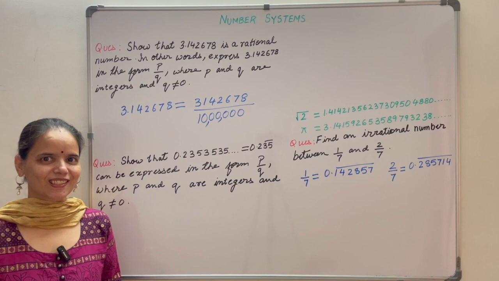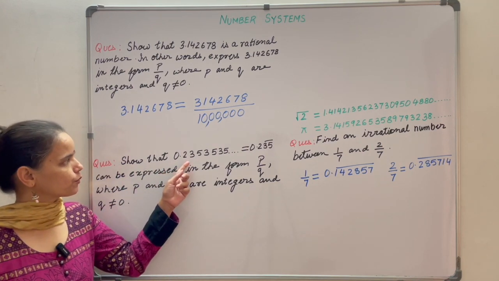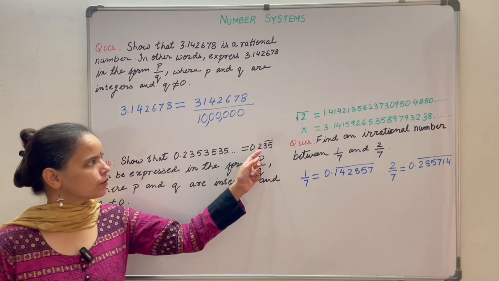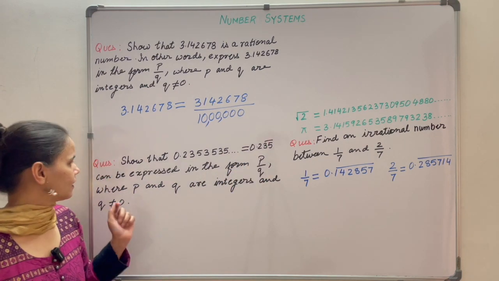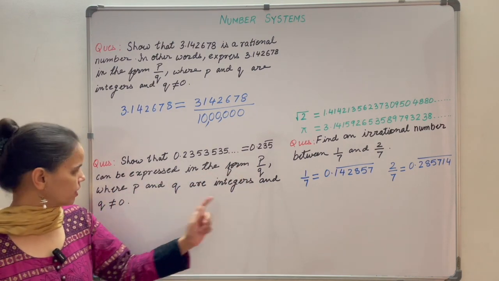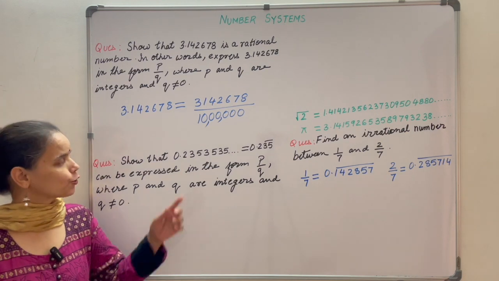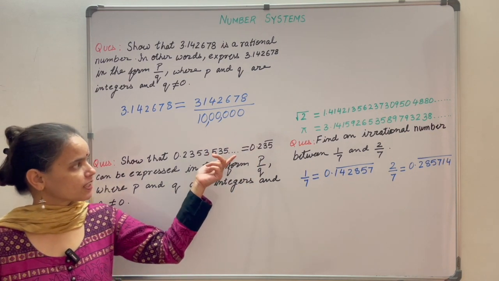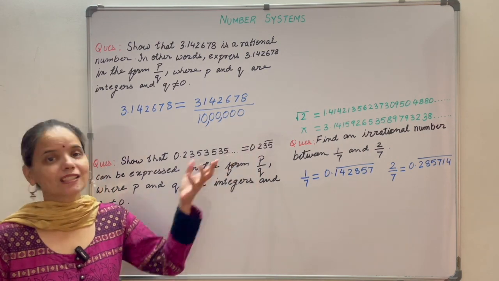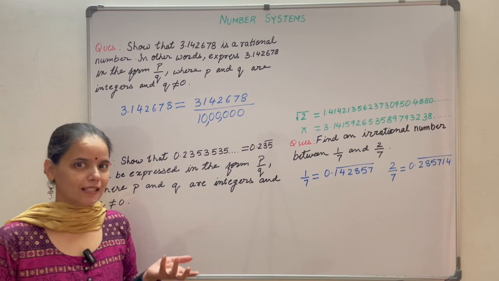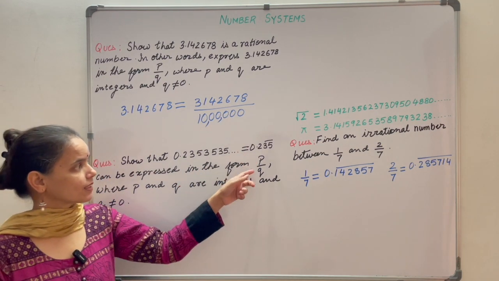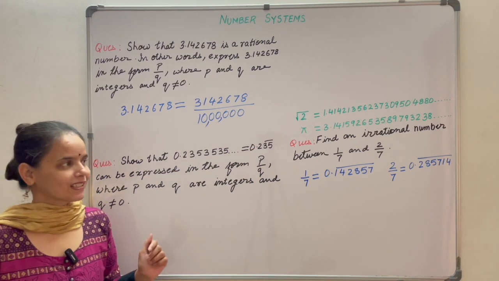Now let us take the next question. Show that 0.2353535 and so on, which is 0.235 with a bar, can be expressed in the form p by q, where p and q are integers and q is not equal to 0. You can clearly see that this decimal expansion is non-terminating, repeating or recurring. So this is a decimal expansion of a rational number. That is what they are asking here, to write this in the p by q form. Let us see how to do it.